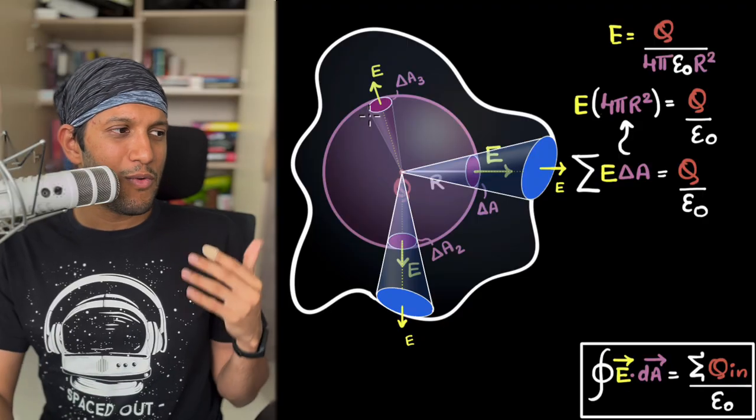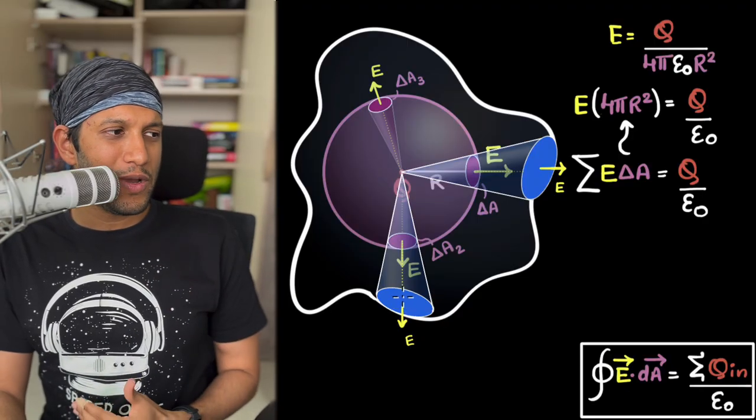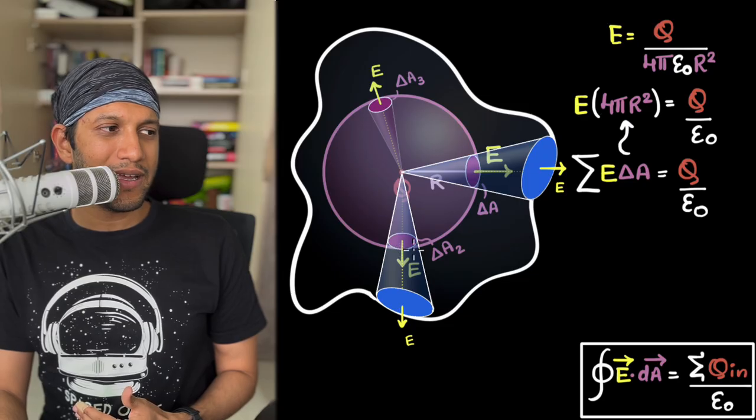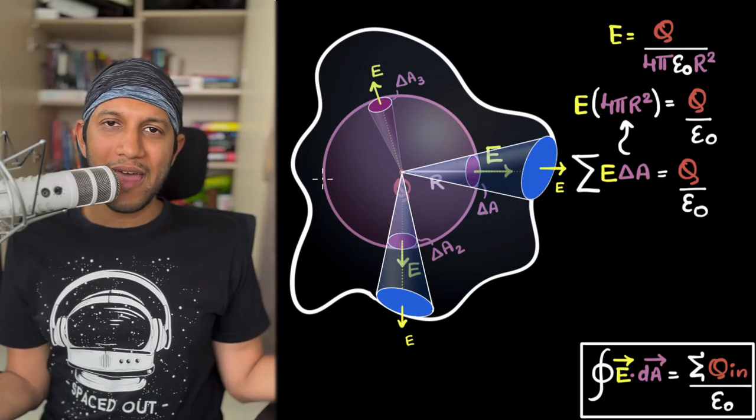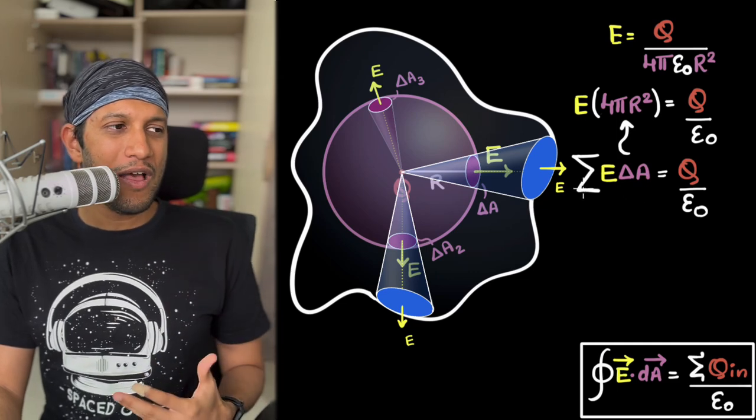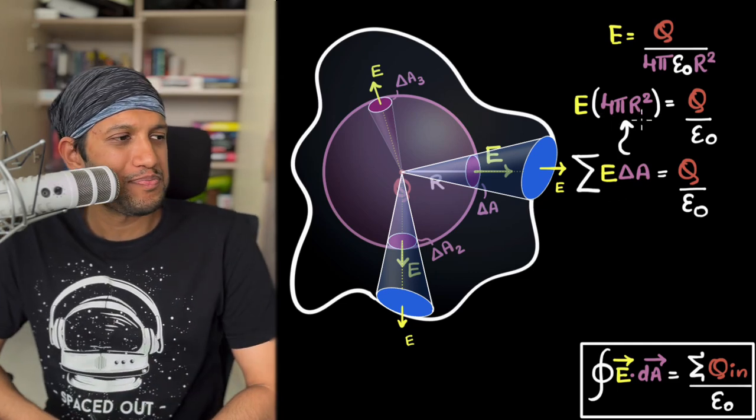Just to be clear, what he's saying is that all we have to do is prove that E into delta A here is the same as the E into delta A here, and then we can do it everywhere, and then we can say that this works in general. For any shape, this will yield the same result.